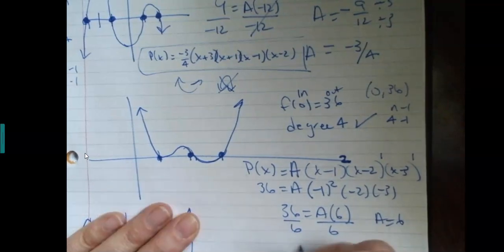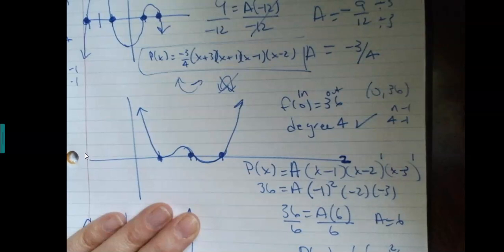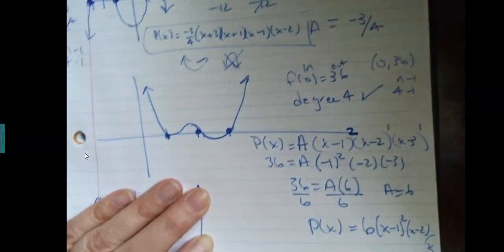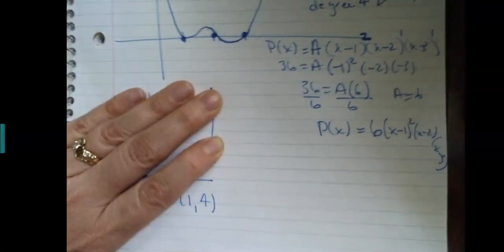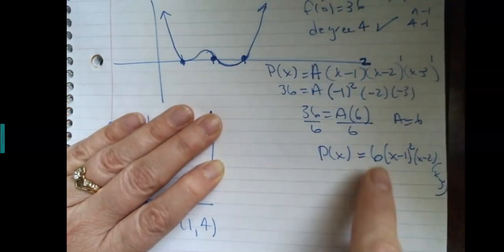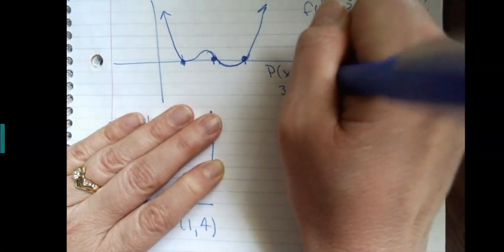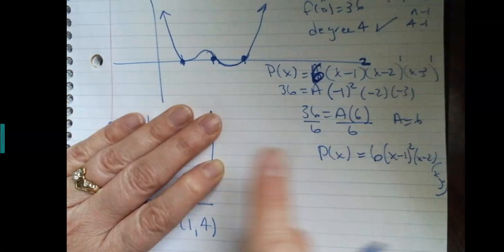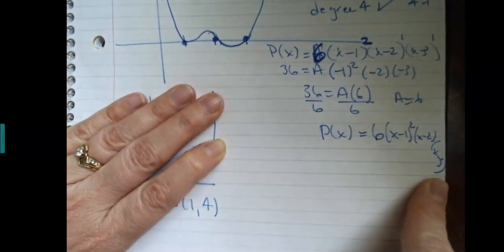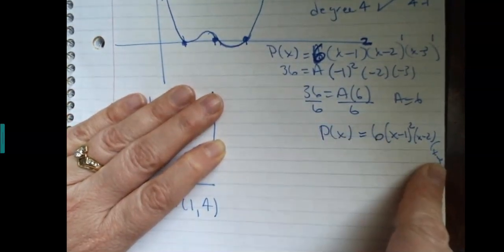So to write my polynomial function, I have 6, x minus 1 squared, x minus 2, and I'm running out of space. I'm going to turn a little bit, x minus 3. Sorry about that. Ran out of space. So once I find A, I just sub it back in. I guess I could be lazy and put it up here where it's a little bigger, but I would just rewrite it.